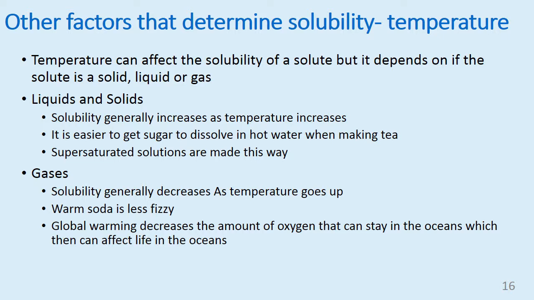As you know, it's easier to get sugar to dissolve in hot water when making tea. Even if you want iced tea, usually what you do is you boil the tea, add the sugar, and then let it cool down. And also to make a supersaturated solution, we do that. Generally speaking, if you heat it up, molecules are moving faster, and so they will mix quicker or easier.